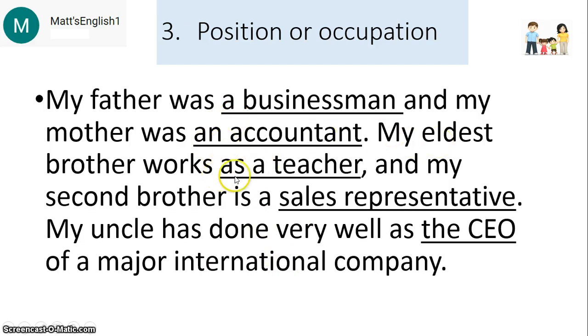My eldest brother works as. We can also say somebody works as a teacher, as a sales representative, as the CEO. And my second brother is a sales representative. My uncle has done very well. So now I'm talking about my extended family. I'm talking about the most successful person. So my uncle has done very well as the CEO of a major international company. So we can talk about their jobs and we can talk about their position in the world. If we have children, we can talk about their position or their stage of life at school. So my daughter is in high school, or my youngest child has just started preschool or kindergarten.